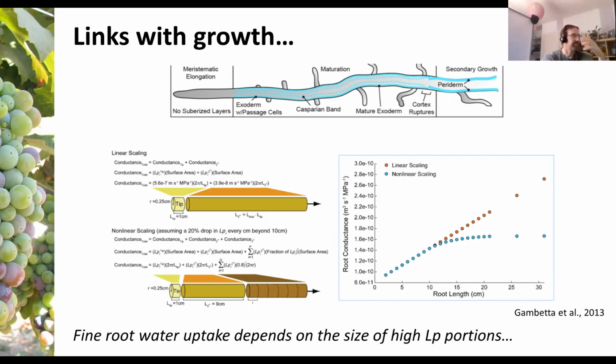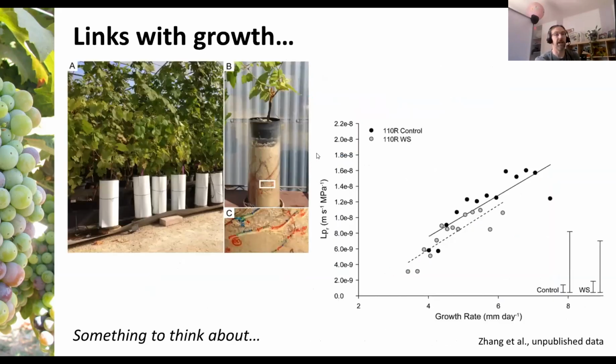Is there anything to this? Well, I don't know. I would like other people to do research on this, and that's why I put it in my talk. We've done one experiment in our lab on it, and it's intriguing, so I'll share it with you. This is unpublished work from former PhD student Li Zhang. And what we did is we had these cylindrical rhizotrons and grapevines growing in them.